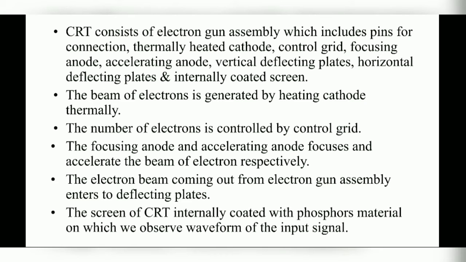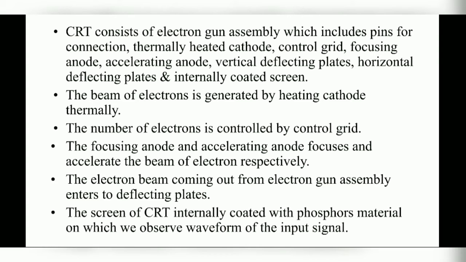CRT consists of electron gun assembly, which includes pins for connection, thermally heated cathode, control grid, focusing anode, accelerating anode, vertical deflecting plates, horizontal deflecting plates, and internally coated screen.